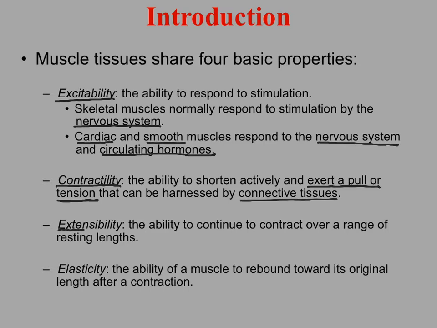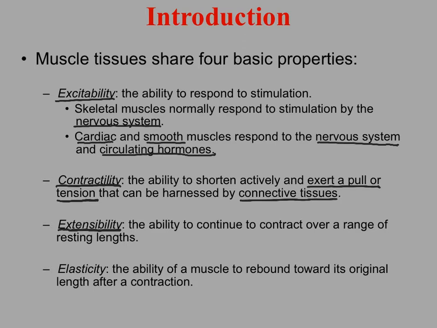Another thing that all muscle has in common is extensibility. So extensibility means that muscles have the ability to continue to contract over a range of resting lengths. So this means that if you were to lie your arm out straight, completely straight at the elbow, you have the ability to bend maybe 10 degrees and then extend again, or you can bend 10 degrees, stay there for a minute, and then bend so that there's a 90-degree angle at your elbow. Or you can go even further, and maybe there's just a 45-degree angle there.